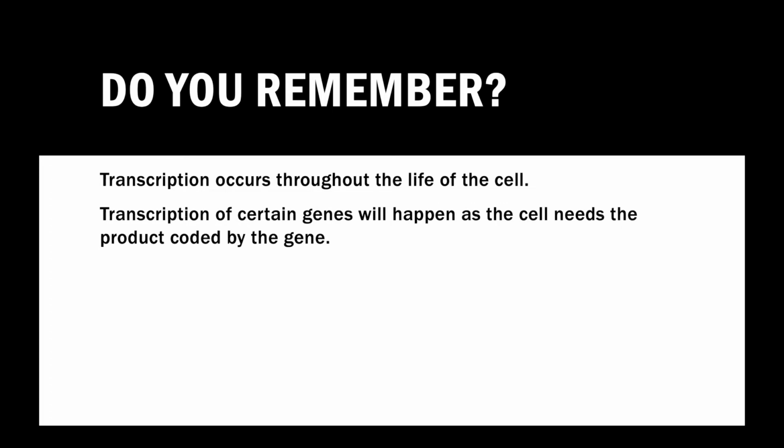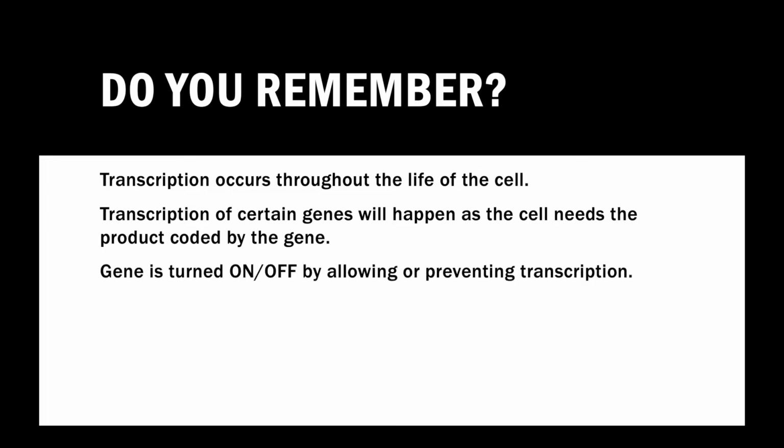And lastly, students need to be able to explain the mechanism of operon in the absence and presence of lactose. Do you still remember in the previous video that I mentioned transcription occurs throughout the life of the cell? Transcription of certain genes will happen as the cell needs the product coded by the gene. If the product coded by the gene is no longer needed by the cell, it will prevent transcription of that gene from happening. So therefore, from here, we can say that gene is regulated, or in other words, being turned on or turned off by allowing or preventing transcription from happening.